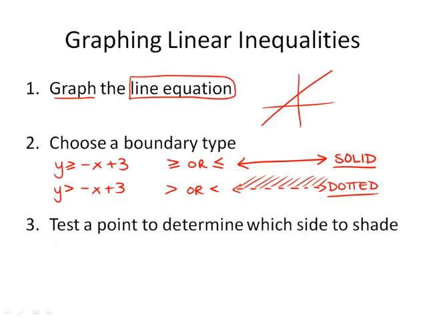Once you've chosen a boundary type and drawn your line, you can test a point to determine which side to shade. You'll notice that as soon as one point works on that side, that whole entire side will work. You can check more points, but you'll notice they'll all be on the same side of the line. So if you choose a point and it works, shade that side. If you choose a point and it doesn't work, shade the other side. A really nice point to choose is 0, 0. 0, 0 is really easy to plug into an equation to check.